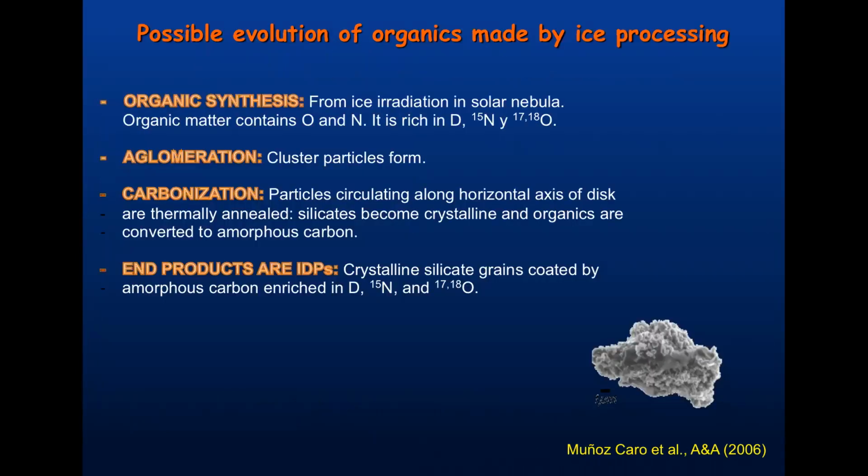And therefore, the scenario that we proposed to explain the presence of this amorphous carbon rich in heavy isotopes like deuterium would be a formation in the ice by irradiation. Then the agglomeration into larger particles occurs in the solar nebula, carbonization as well, as the particles get hotter as they approach the protostar, and the silicates become crystalline. So the organic molecules have become this amorphous carbon due to this carbonization. They have lost most of the nitrogen and the oxygen. And so the end product would be what we call an IDP nowadays.